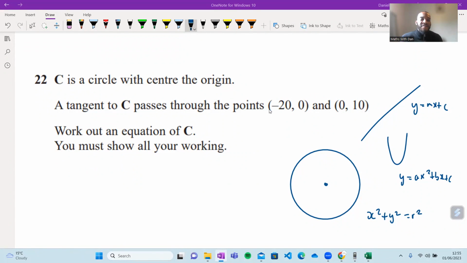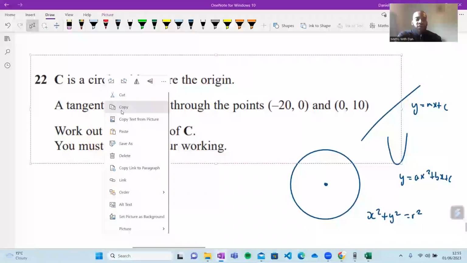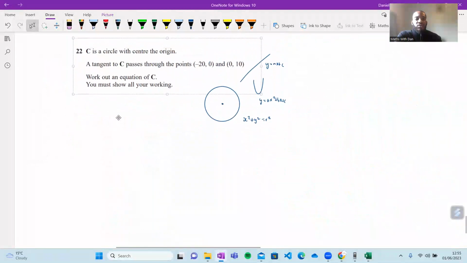Okay, it's been about 5 minutes. We're going to run through this together and see how we got on with it. So if anybody's got an answer, please put it in the chat, but let's go through it together and see.